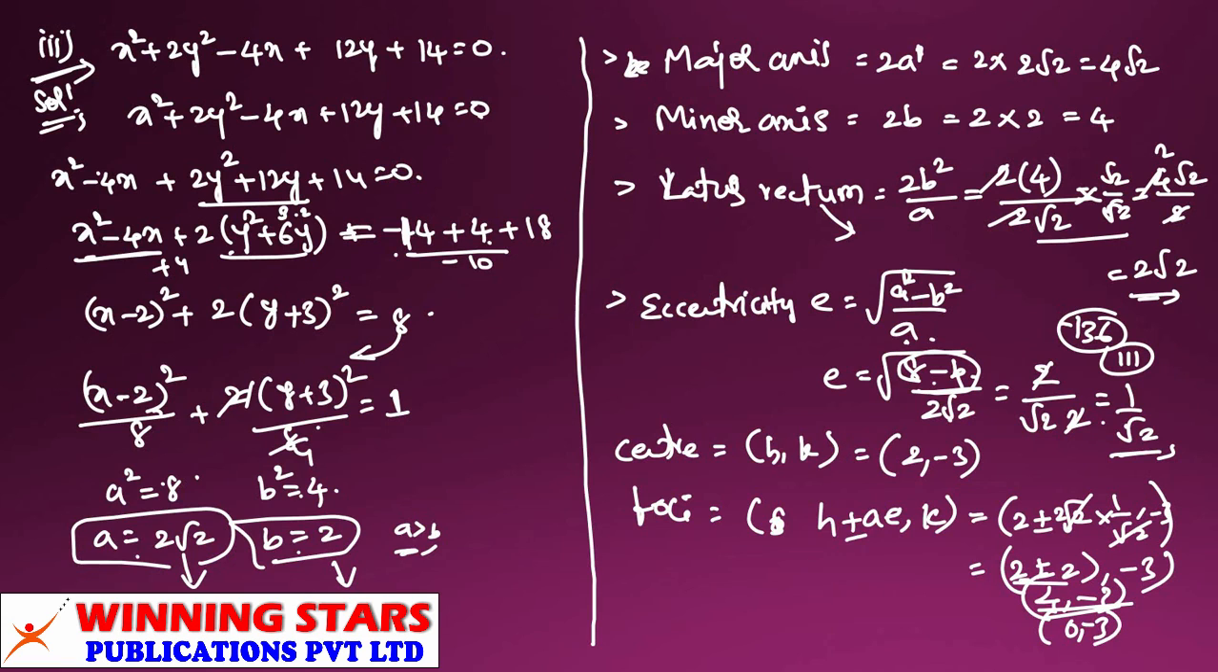And what we have to find again? The equation of the directrix. What is the directrix equation here? x is equal to h plus or minus a by e. So h is equal to how much we got here? 2. 2 plus or minus a by e. So a is equal to 2 root 2 divided by e, and e is equal to 1 by root 2.